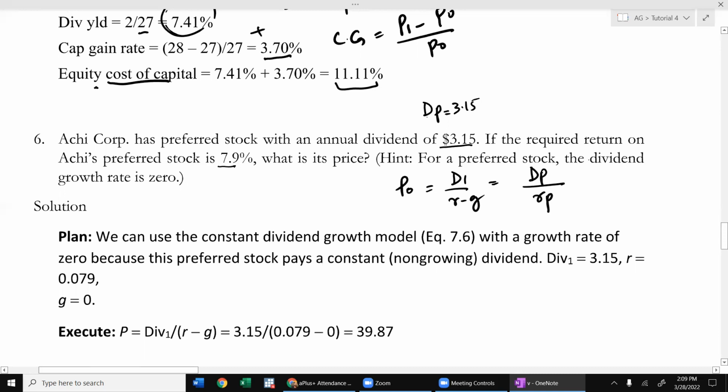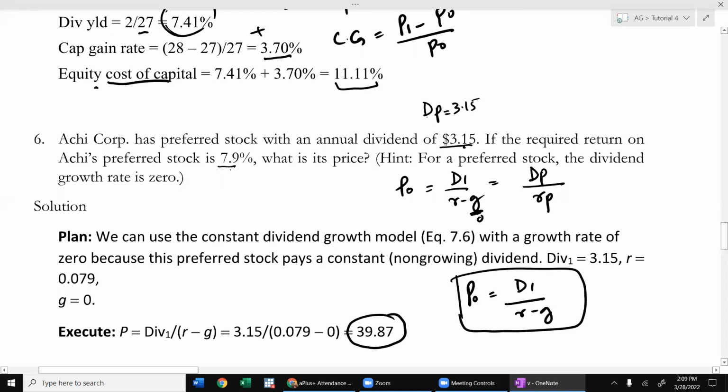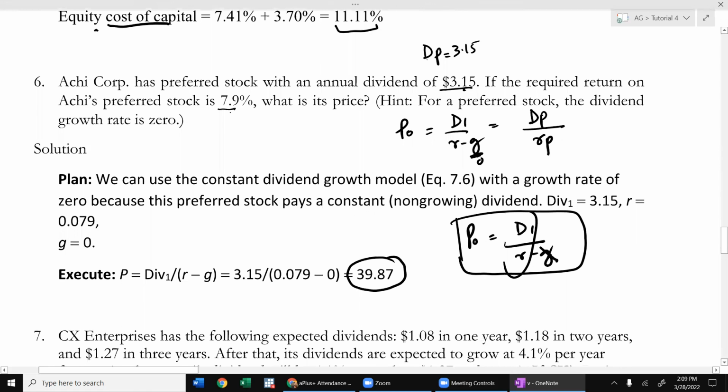It's a very simple calculation, 3.15 divided by 7.9%. Our answer is 39.087. Growth will be 0 in the preferred stock, there is no growth. It's always a fixed dividend. So we are applying the dividend growth model formula, the same formula, but for preferred stock, since there is no growth, we are just using these two components. Any questions so far?